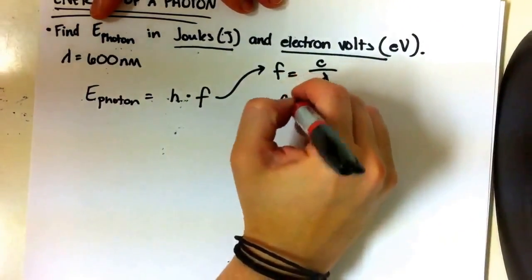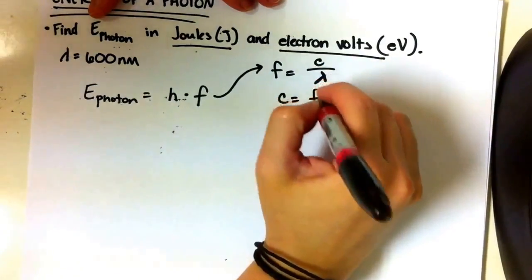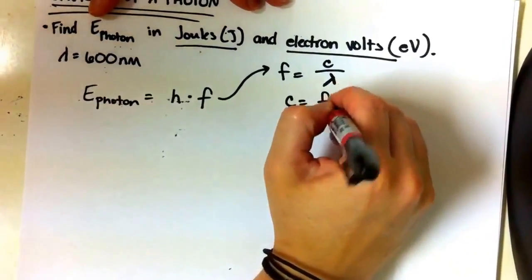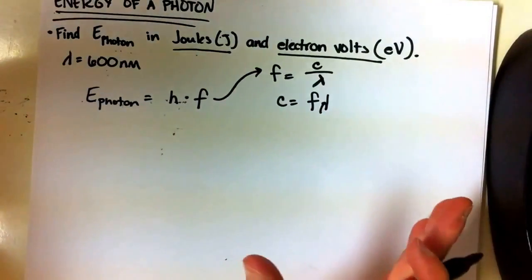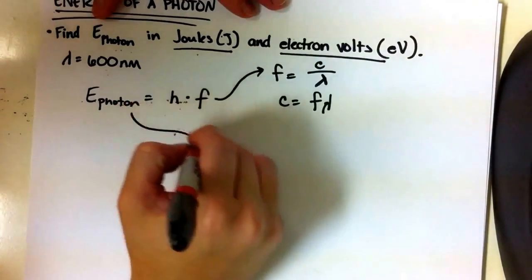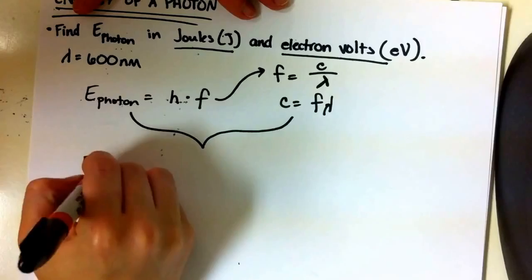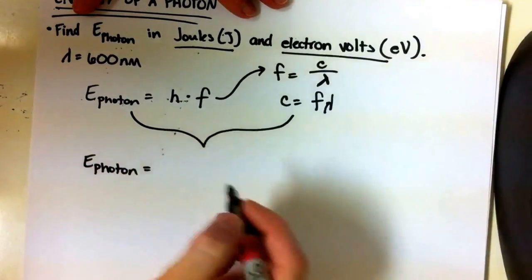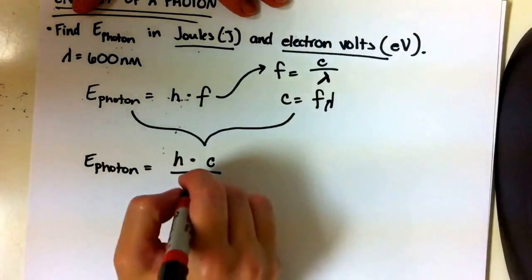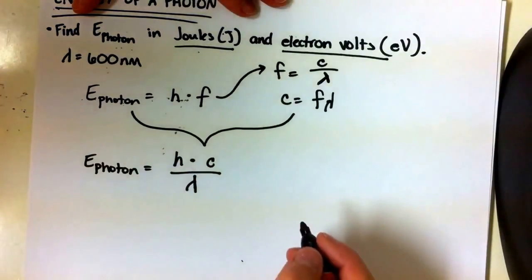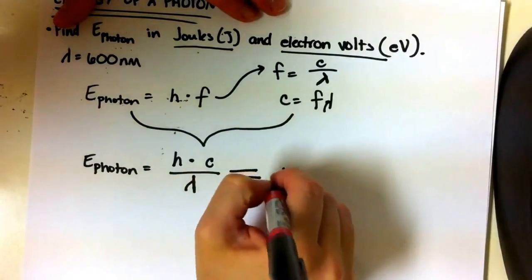Converting that again, you can get c equals frequency times wavelength. Now, this can come in handy when we combine the two equations. So when we combine this and this together, we get the energy of a photon is equal to Planck's constant times the speed of light, all over the wavelength. And from this will give you joules.